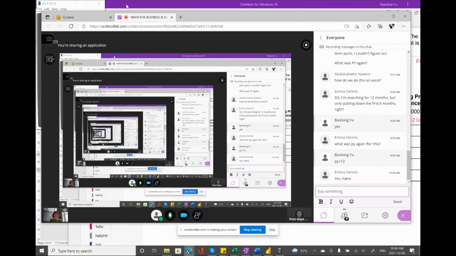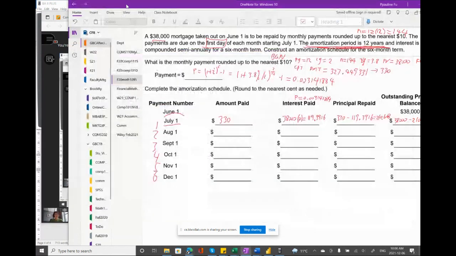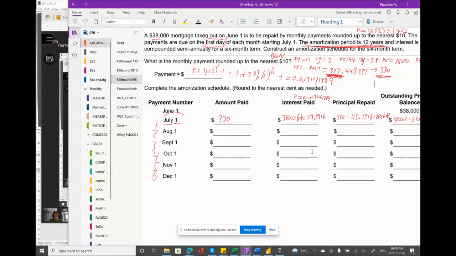Please ask questions. Stop me at any point. Payment is asked for rounded to the nearest $10. So payment is $330. On the calculator I get 327. When you round to the nearest tens, $10, 330. Any questions? And now, a question from one student, how do I do this in Excel?